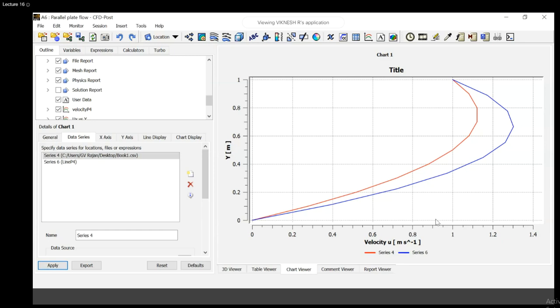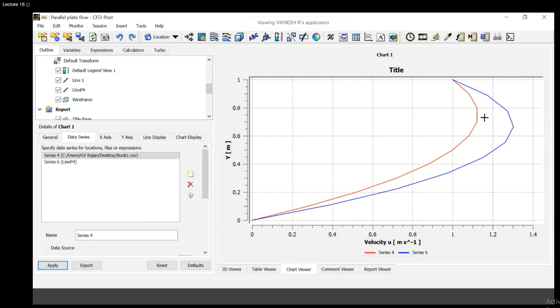But the thing is, the analytical value with the formula, the maximum value is coming somewhere around 1.3, something like that. But for this ANSYS simulation, it is always coming around 1.1. No problem, it's a numerical solution, isn't it? Yes, sir.